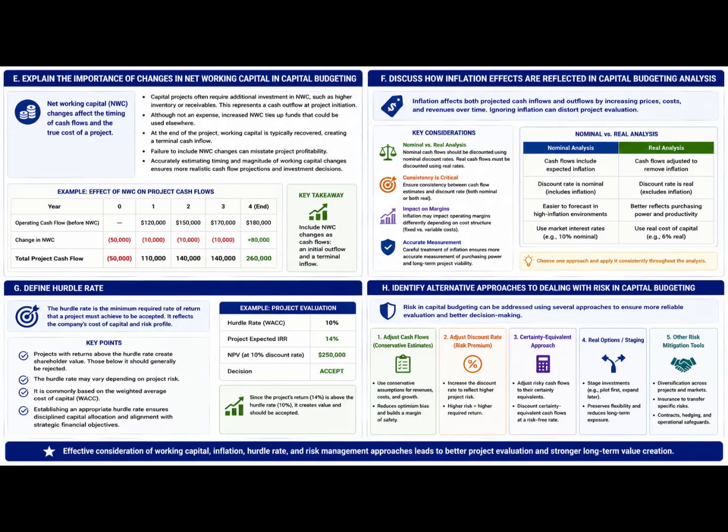Risk in capital budgeting can be addressed by adjusting expected cash flows or modifying the discount rate. Conservative cash flow estimates reduce optimism bias. Risk-adjusted discount rates increase required returns for higher-risk projects. Certainty equivalent methods adjust risky cash flows into guaranteed equivalents before discounting. Shortening project horizon or staging investments reduces long-term exposure. Managers may also use diversification, insurance, or contractual safeguards to mitigate operational and financial uncertainties associated with major capital projects.